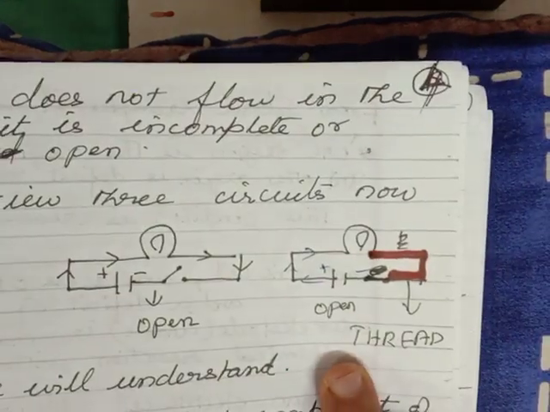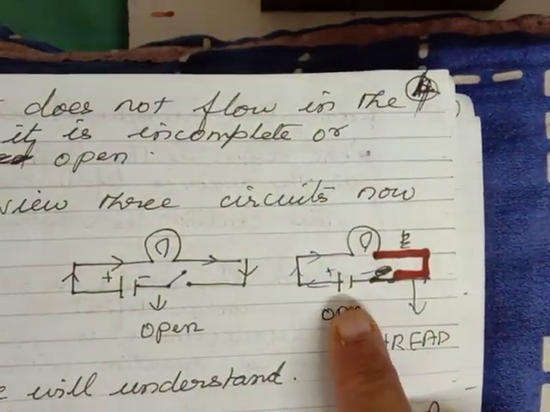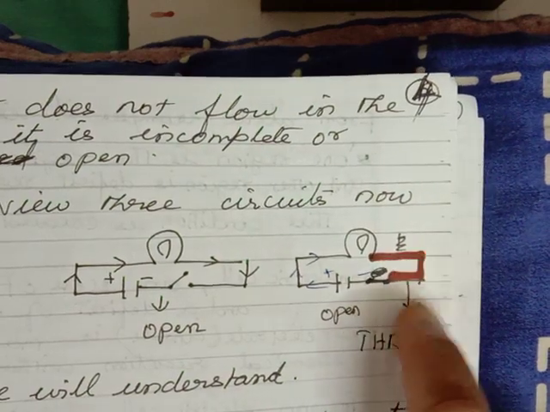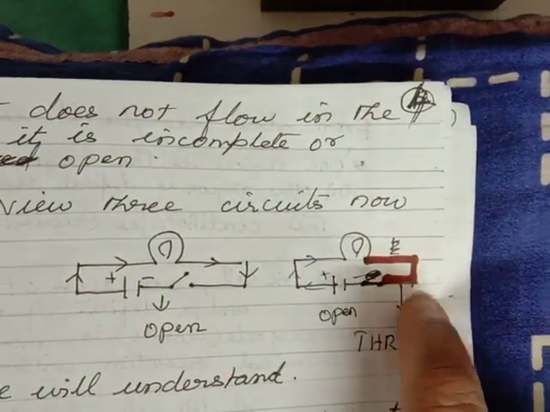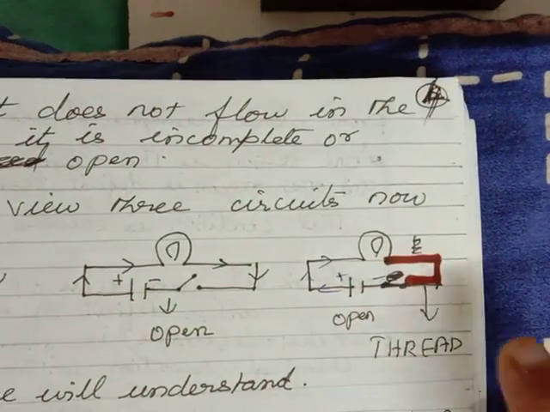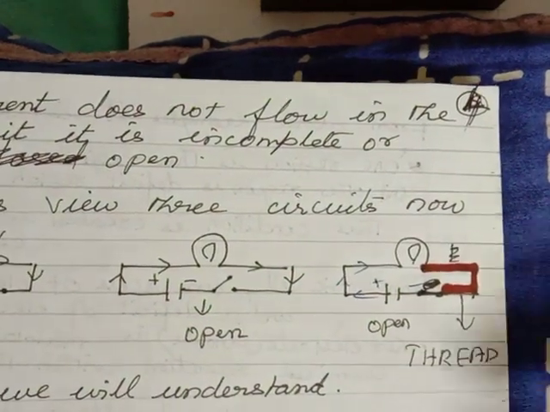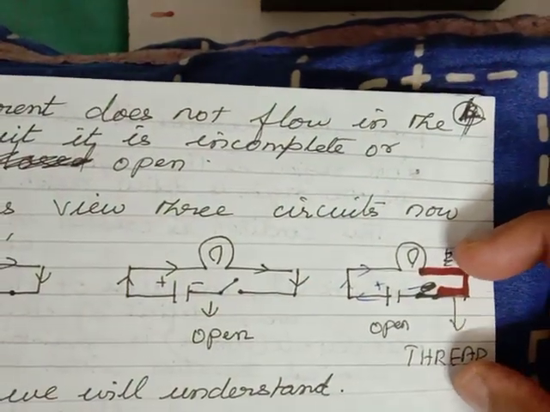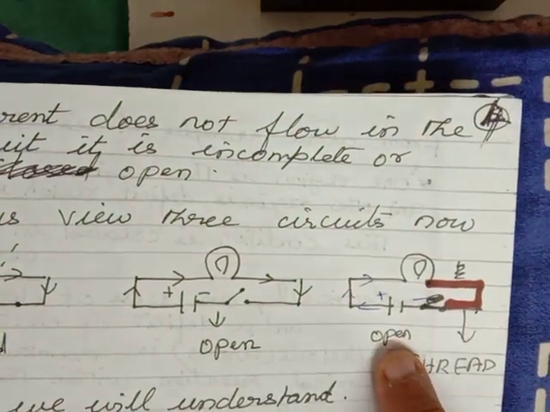Now see the third diagram. Here everything is okay. Everything is closed. But look at that red color part. That red color part is not made of copper wire. It is made of thread, ordinary twine thread. So will it become a closed circuit? No, it cannot. It will become an open circuit.